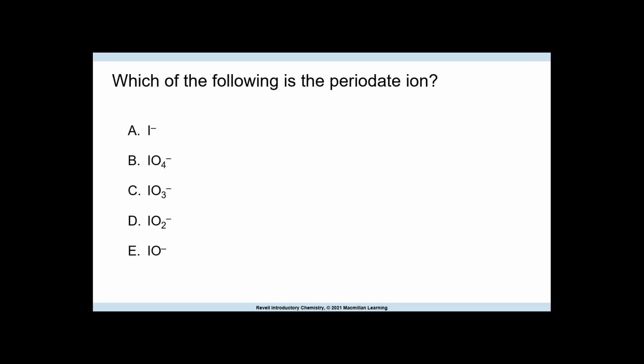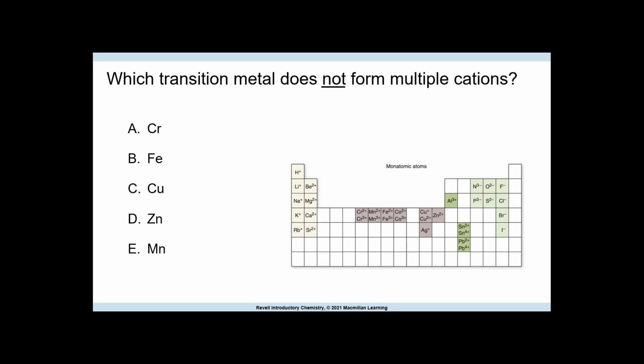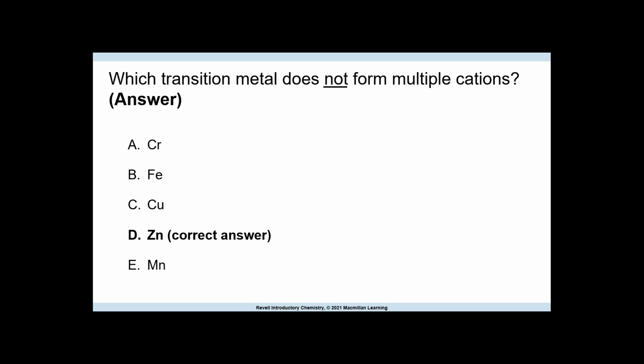Which of the following is a periodate? That one is 4. And there you go. Which transition metal does not have multiple cations? Well, I already covered this a few times. It's zinc.